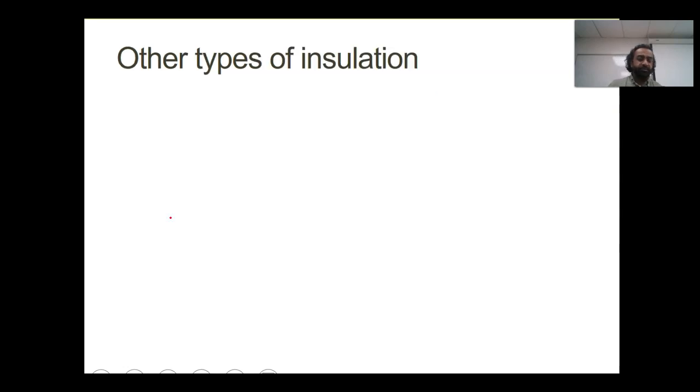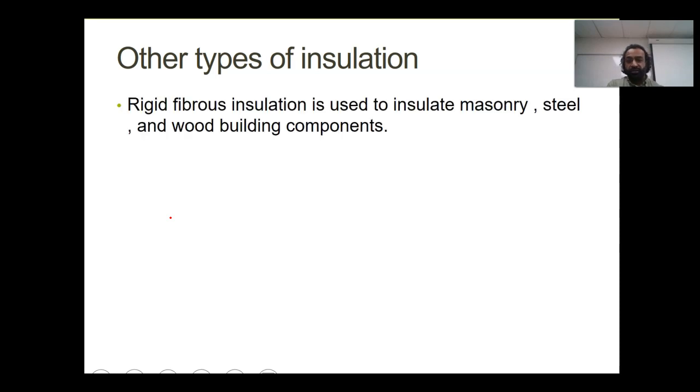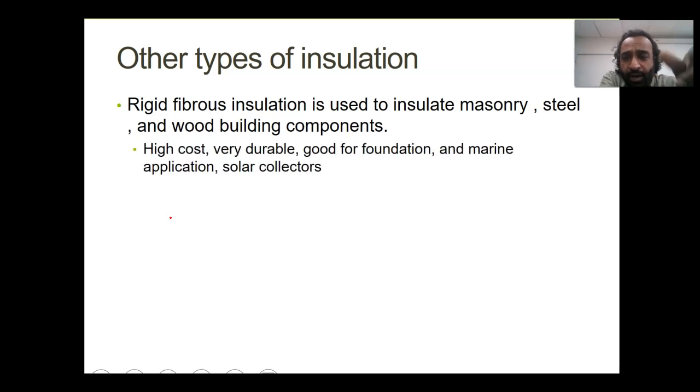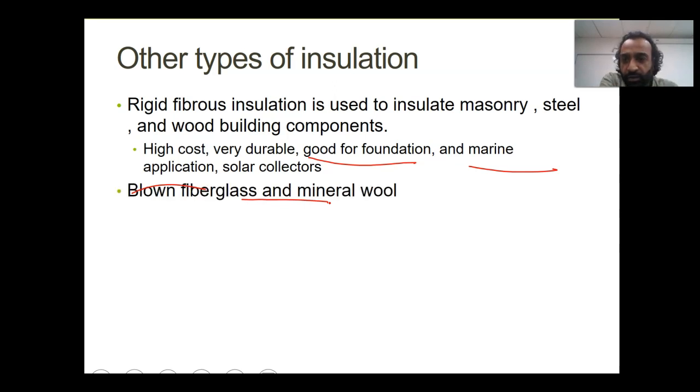Other types of insulation besides blown insulation. We have rigid fibrous insulation, which is used to insulate masonry, steel, and wood building components. The problem with that is it's expensive, but it's very durable and it's good for foundations, marine applications, and solar collectors. They are rigid, they give you a good structure, but also they are strong, so they can have some kind of structural integrity when you install them.